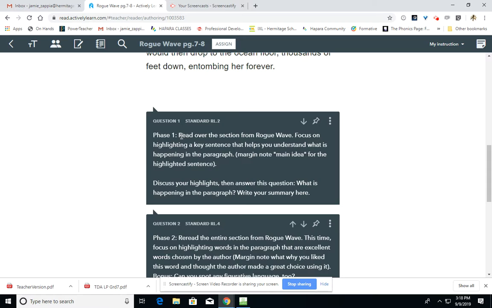In the first initial reading, you need to read over the section, highlight a key sentence that helps you understand what's happening in the paragraph, margin note that main idea, and in your comment or to answer the question, you would provide your summary of the paragraph there. It answers the question, what's happening in the paragraph? That's the first phase and the first reading of the paragraph, so make sure that you do that.